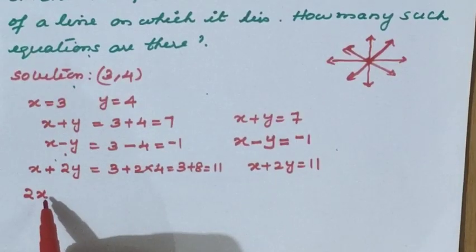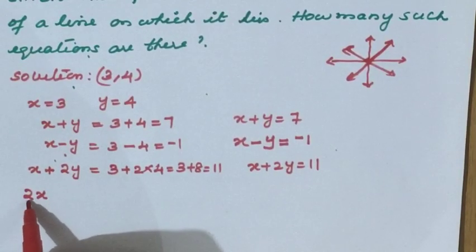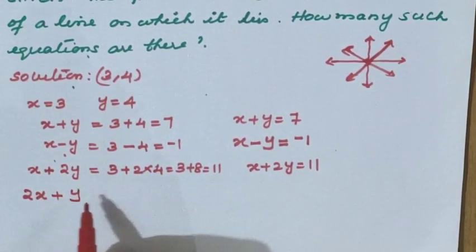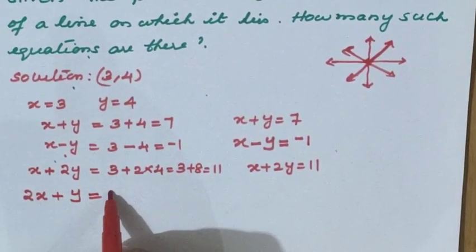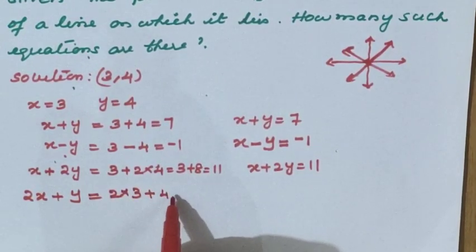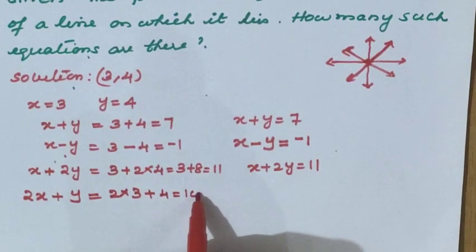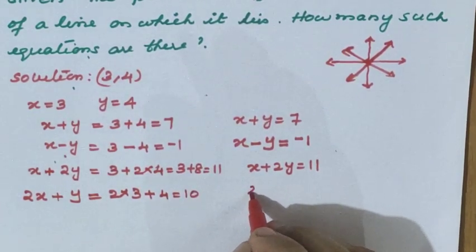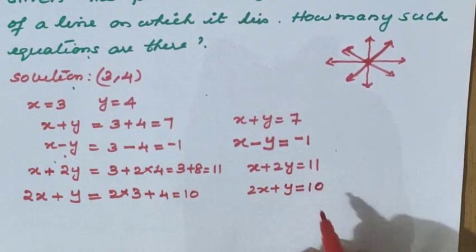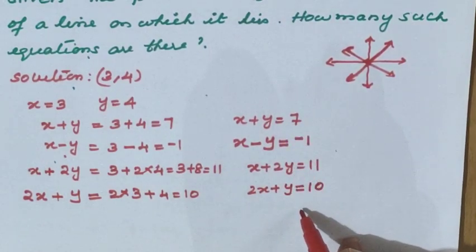So I multiplied x with 2, so I am starting the equation with 2x. Y I am not doing anything. So 2x plus y. Now substitute and check the value. What is the result? 2 into 3 plus 4, that is 6 plus 4 equal to 10. So our new equation is 2x plus y equal to 10. That is what it is showing, the 4 equations we have calculated.